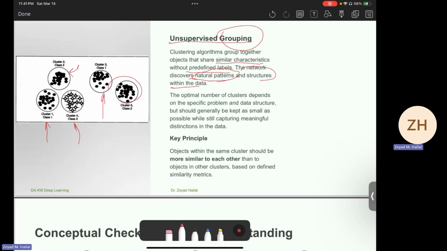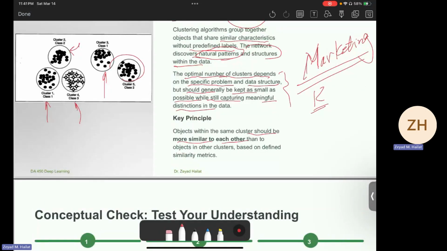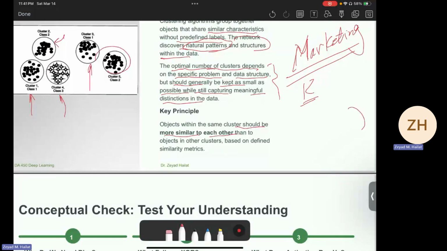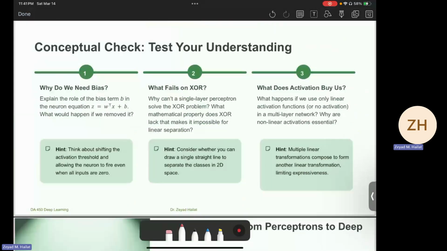Now, objects within the same cluster should be more similar to each other than to objects outside of the cluster. I think you all learned about this in the past in other classes. So this is cluster one, this is cluster two. Our goal is to increase the distance between the clusters and reduce the distance within specific cluster entries.